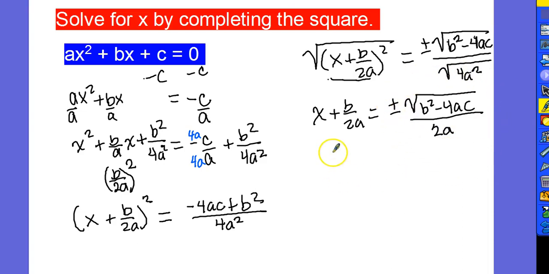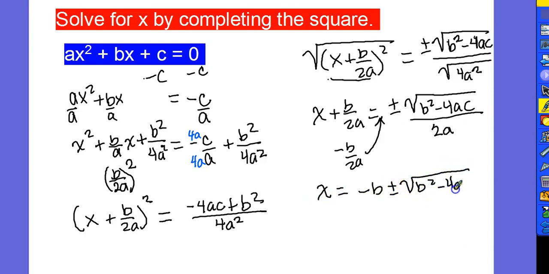Yeah? Now all we've got to do is move this b over 2a to the other side, push it up front, and we get negative b plus or minus the square root of b squared minus 4ac, and both of them are over 2a. And folks, there we have the quadratic formula derived so that we can solve any quadratic equation we want.